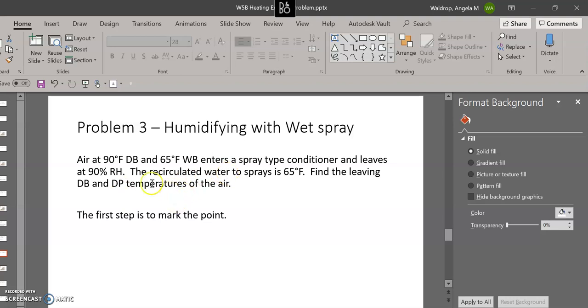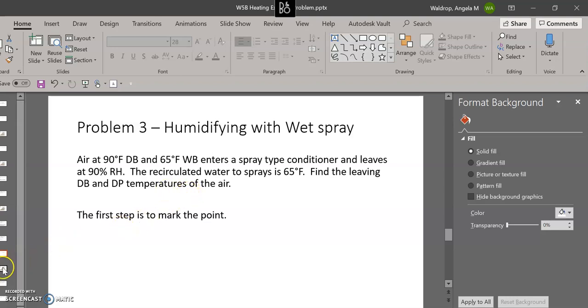For our final problem, we're going to do a humidification problem with wet spray. The problem says 90 degrees dry bulb, 65 degrees wet bulb. It's going to enter a spray conditioner and leave at 90% relative humidity. The recirculated water is going to have a temperature of 65 degrees. Notice that this recirculated water is the same temperature as the wet bulb. We need to find the leaving dry bulb and dew point temperatures of the air.